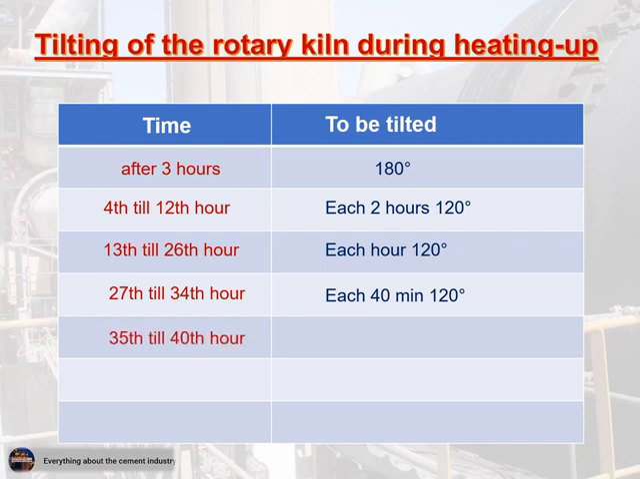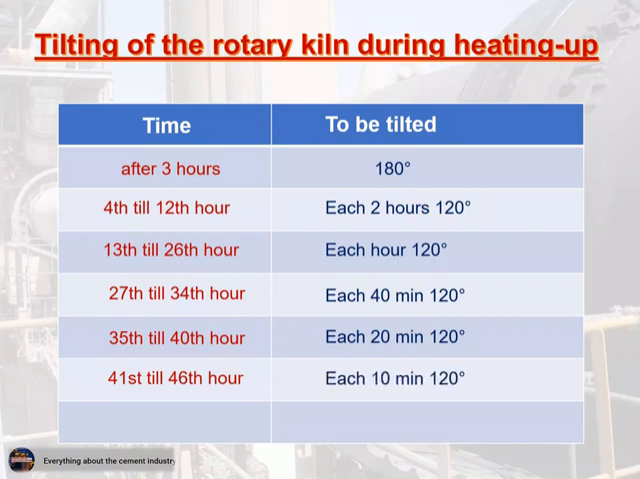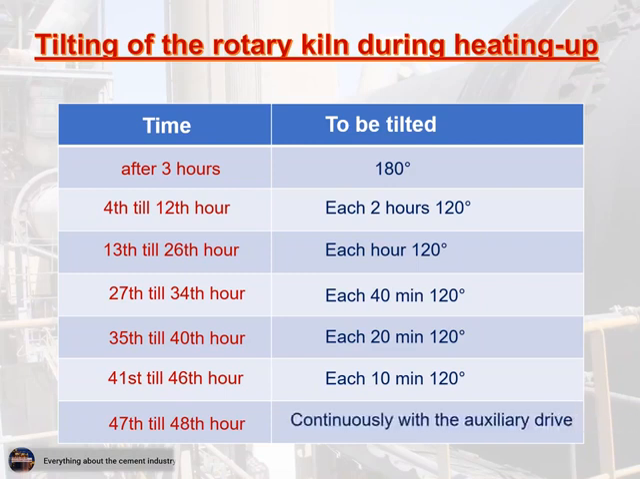From 35 till 40 hours, each 20 minutes, tilting of the rotary kiln 120 degrees. From 41 till 46 hours, each 10 minutes, tilting 120 degrees. From 47 till 48 hours, continuously with the auxiliary drive.